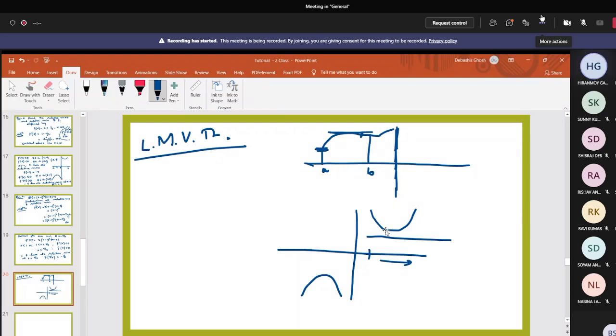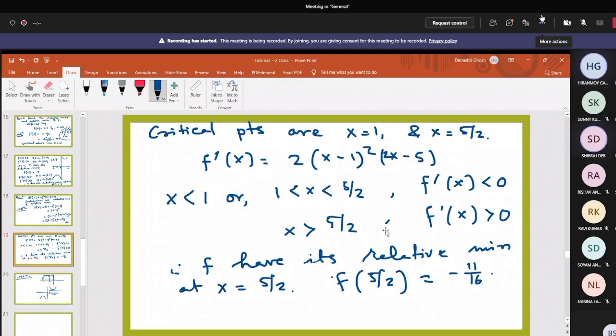Sir, in this question, 1 is also a critical point, but why don't we consider that for the minimum value? Because for 1 you are not getting anything. If you put 1, I have said that x minus 1 will always be positive. It will not make any change. And that is actually called the point of inflection.